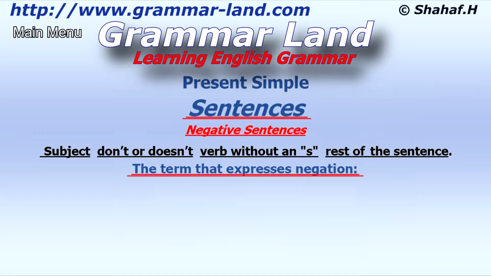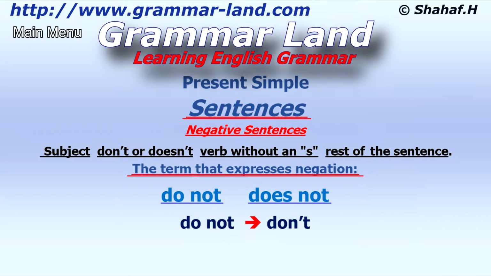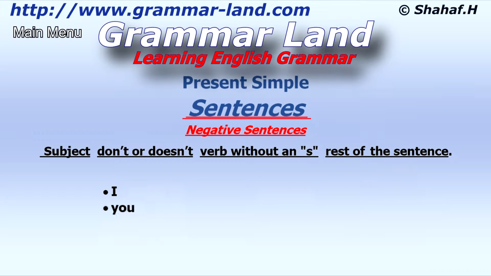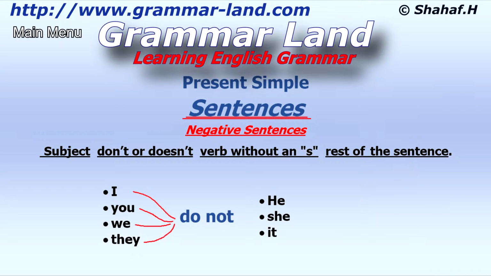The term that expresses negation is do not, or does not. The shortcut of do not is don't, and the shortcut of does not is doesn't. It is clear that I, you, we, and they get the do not, or don't, and he, she, and it get the does not, or doesn't.